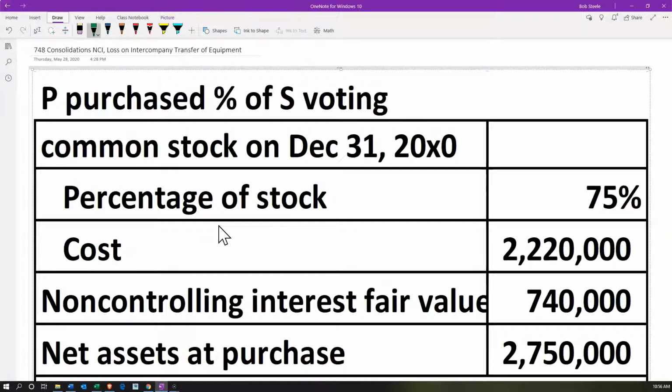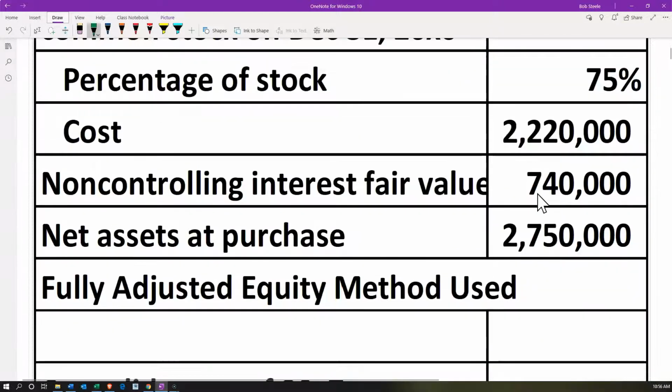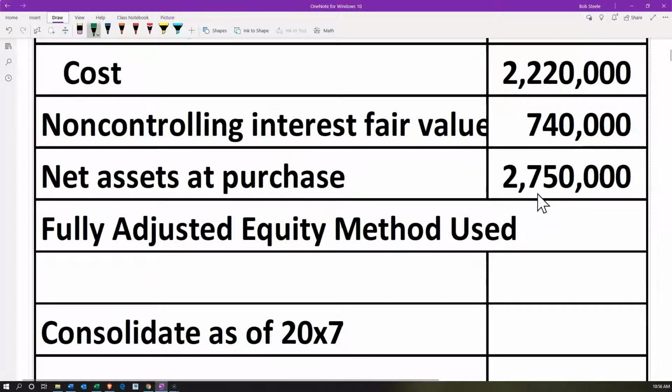We have P purchased a percentage of S voting stock, so that means P is going to be the parent, S is going to be the subsidiary. The common stock was purchased on December 31st, 2000 X0. The percentage purchased was 75%, that then being the controlling interest, non-controlling interest, of course, then at 25%. The cost that was paid for the 75% interest was $2,220,000.